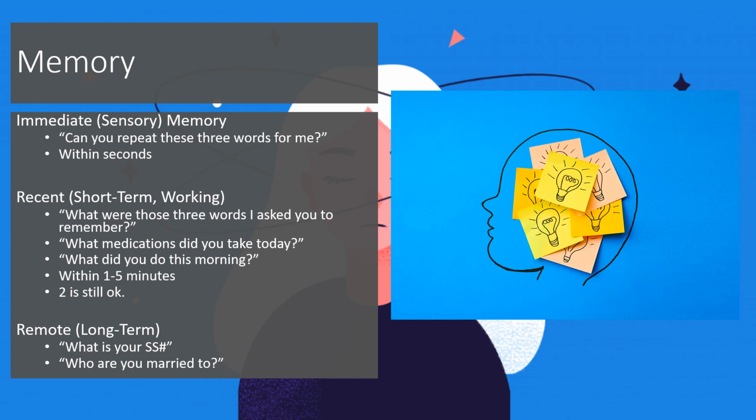And then remote or long-term memory. What's your social security number? Who are you married to, or who were you married to? What's your last name right now, if it's a woman? To see if they can remember things like that. So that's definitely long-term memory.